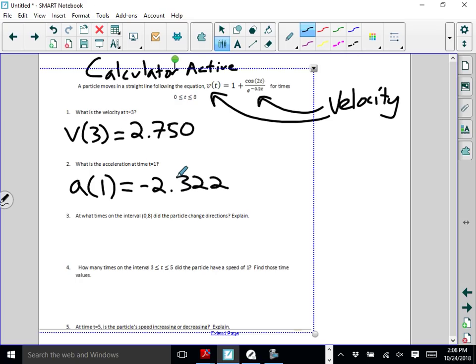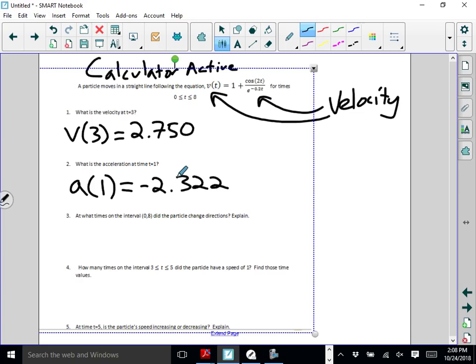Question 3 says, at what times on the interval 0 to 8 did the particle change directions? Well, that was one of our flashcards, right? We know a particle, whatever this thing is, changes directions anytime v of t switches signs. I need to make sure I'm working with the correct interval. The interval says 0 to 8. Notice that it's in soft parentheses. So 0 and 8 couldn't be answers, but anything in between 0 and 8 can be an answer.